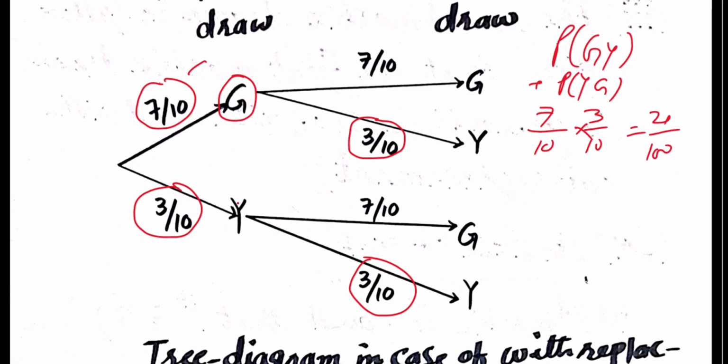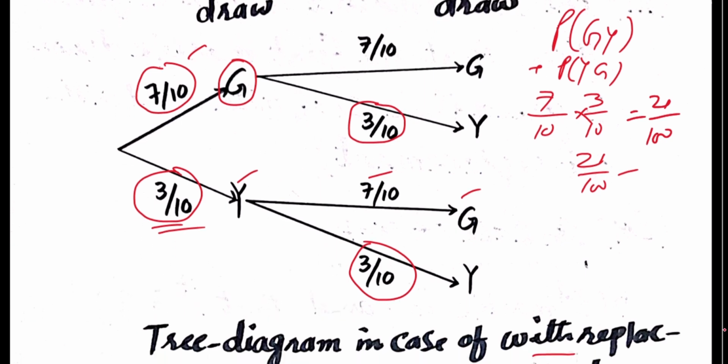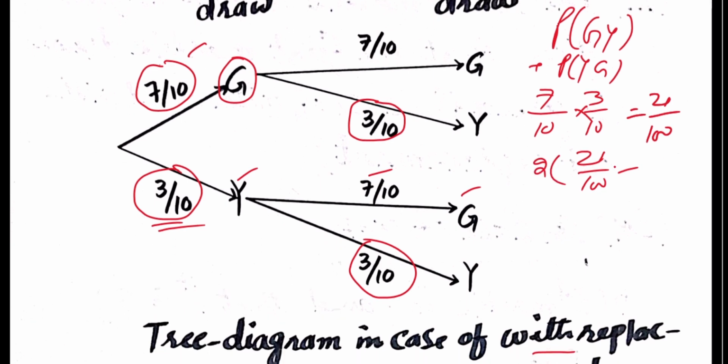If you move from Y to G, this is 3 by 10 into 7 by 10. Again, this is 21 by 100. So that's why the probabilities are the same. And you will add both of the probabilities. This will become 2 into 21 by 100, that is 21 over 50.